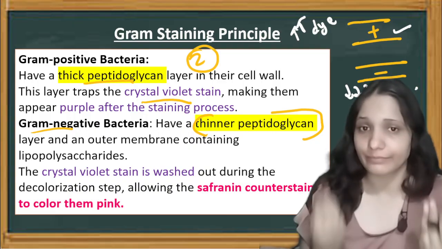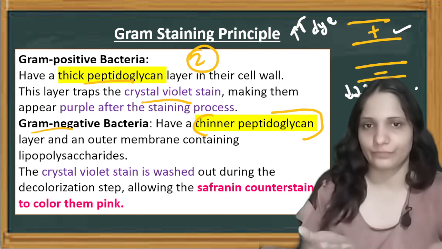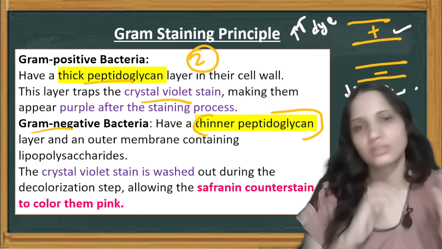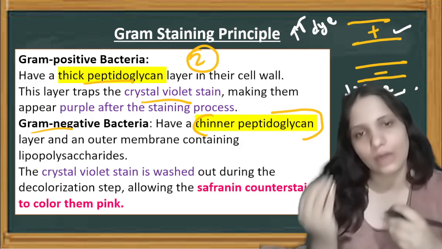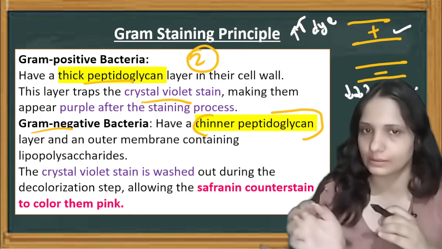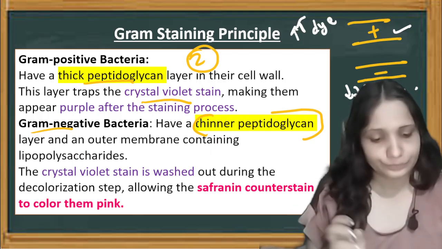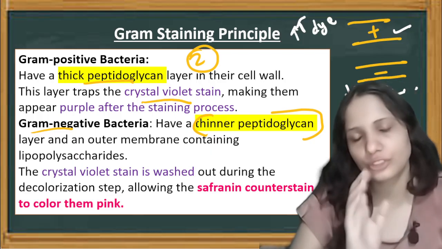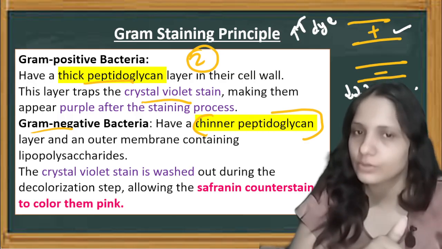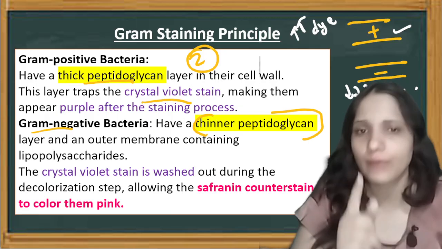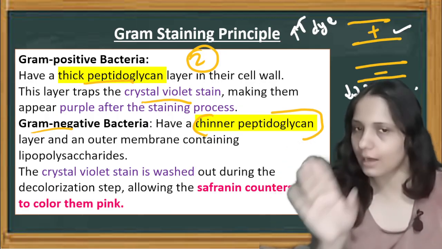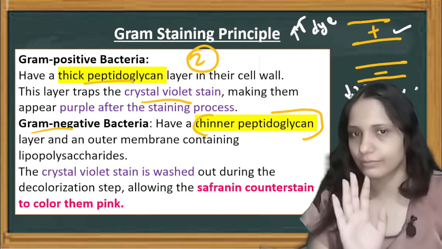So tell me, at this step, what color will we have? At this step both bacteria, no matter gram positive or gram negative, will be purple, the violet color. This is how they will ask you in the exam: crystal violet will stain which bacteria, gram positive or gram negative? You have to answer that crystal violet will stain both bacteria, gram positive as well as gram negative.